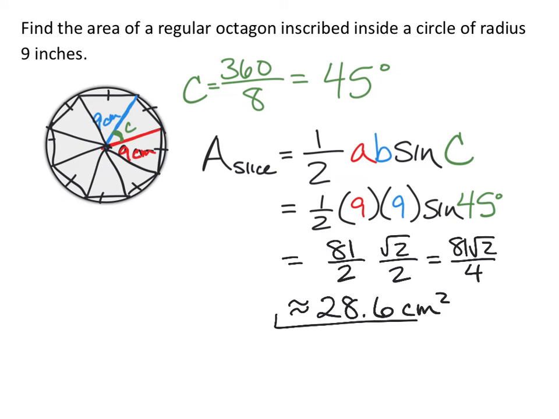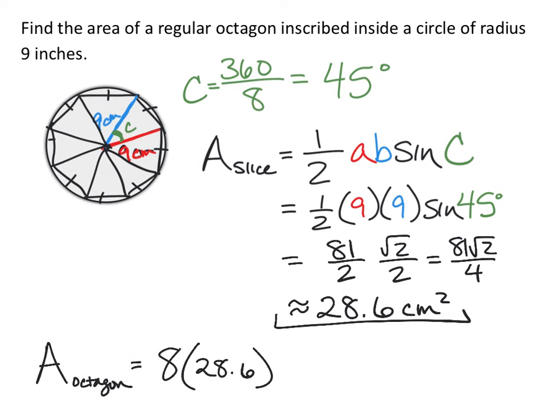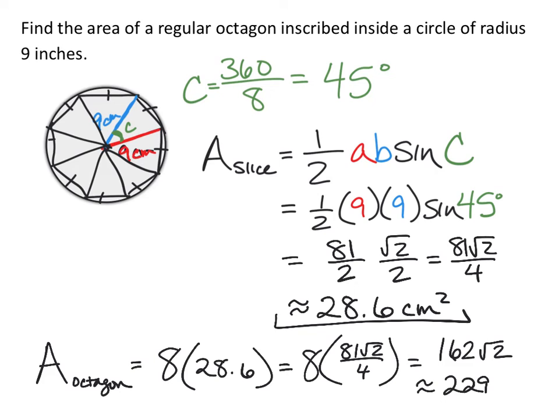Okay, so that's really cool. We needed that area of a slice, but that's not what we wanted. We want the area of the entire octagon. So an octagon is just 8 of those slices. We're going to do 8 times that 28.6, or, because that's an approximate value, we're going to do 8 times 81 square root of 2 over 4. The exact value here, if we were to be particular, is 162 times the square root of 2, but really that comes out to approximately 229.